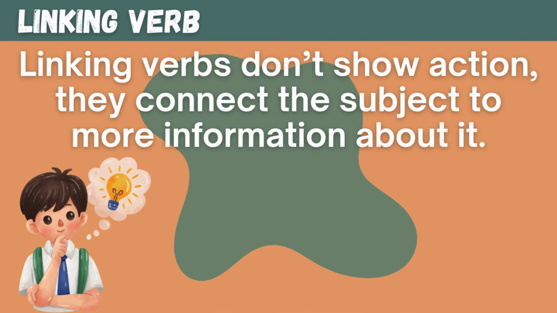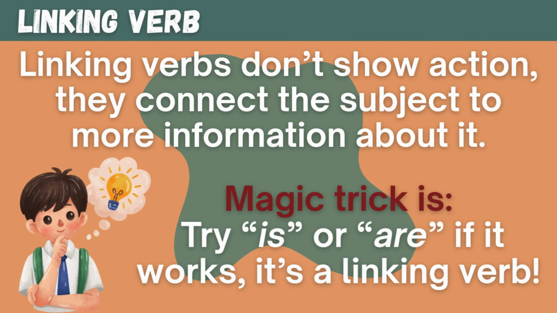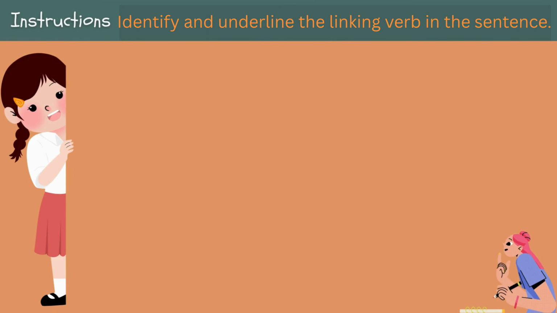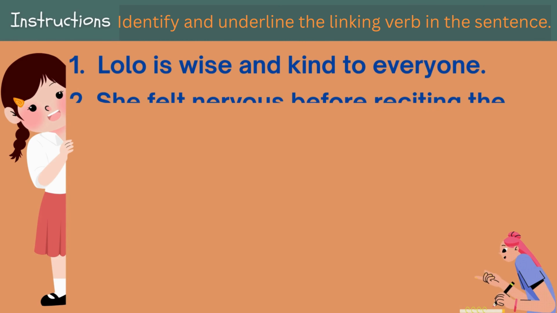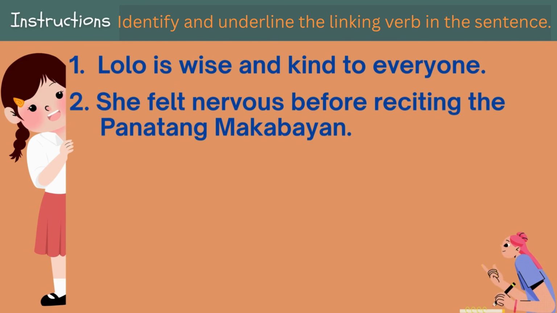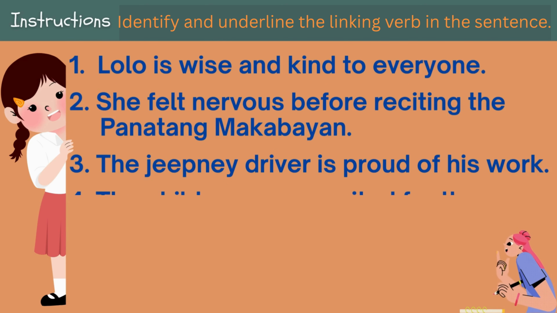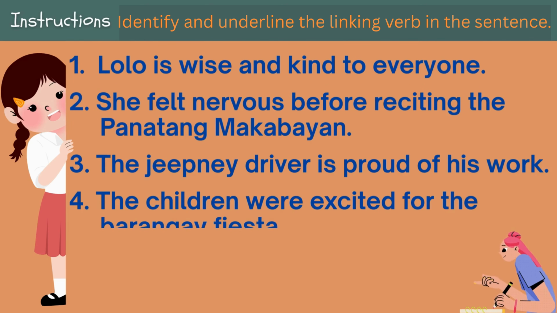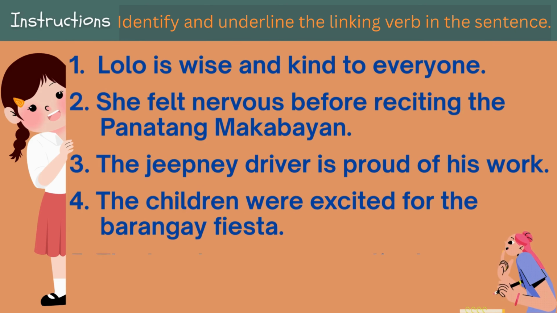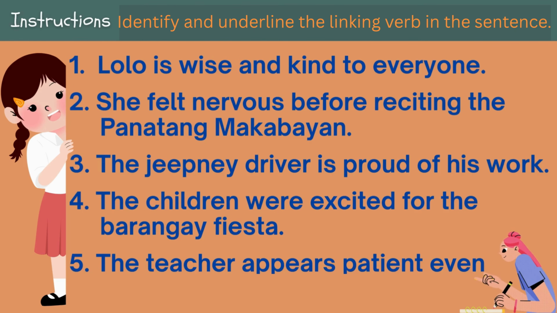So remember, linking verbs don't show action. They connect the subject to more information about it. And your magic trick is try is or are. If it works, it's a linking verb. Great job, class. Let's practice a few more together. Are you ready to be verb detectives? In this next activity, you'll spot the linking verbs hiding in each sentence. Eyes sharp, pencils ready. Let's go!